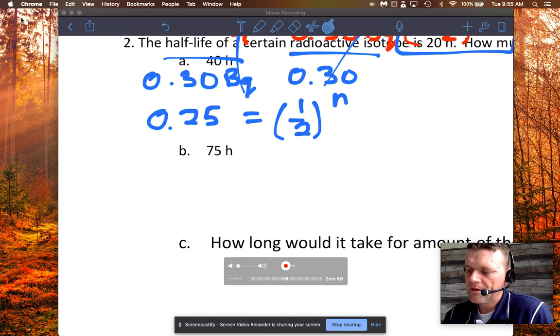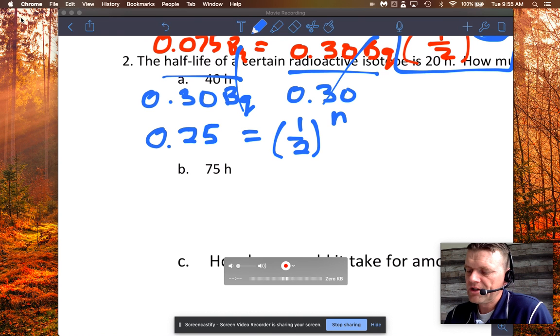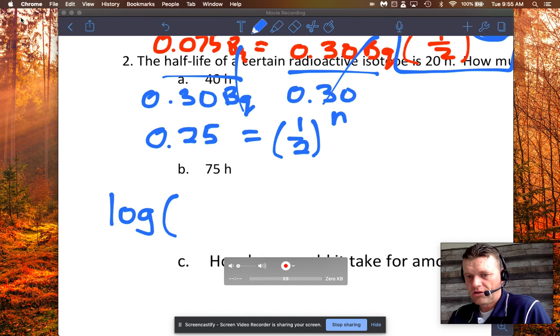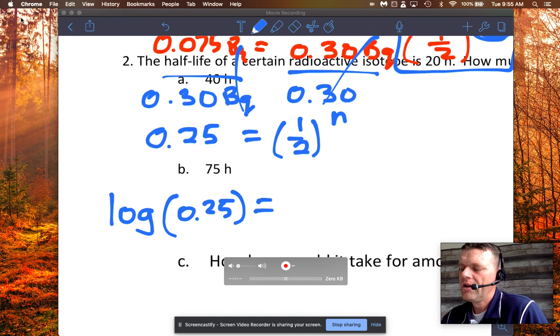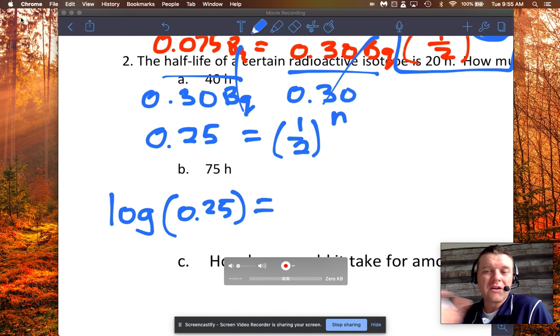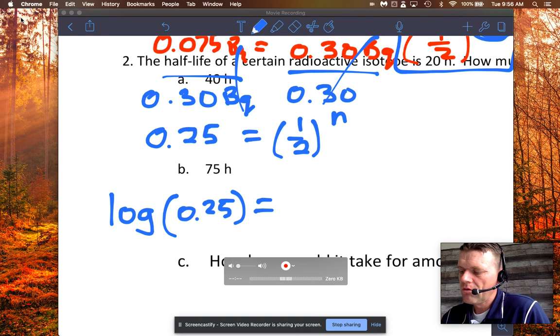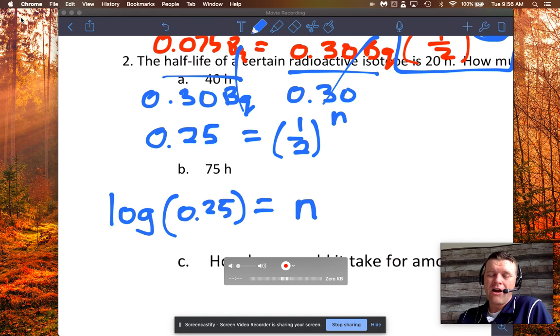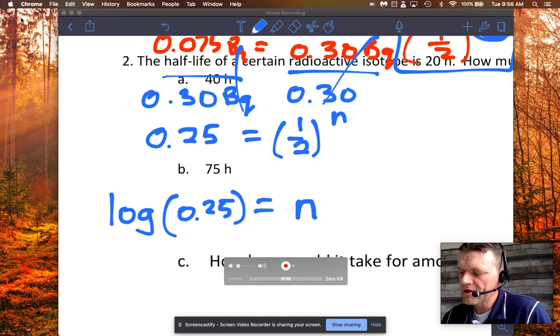When you do that, it's like if you were punching it in your calculator, you'd hit the log button and then it would throw up a bracket. So you can do the log of 0.25 on this side. And when you take the logarithm of the right-hand side, the n as an exponent no longer stays an exponent. That's why we're doing this logarithmic function, because we're trying to solve for n. So effectively n comes out of being an exponent and it's now in front of the expression: n times the log of 0.5.